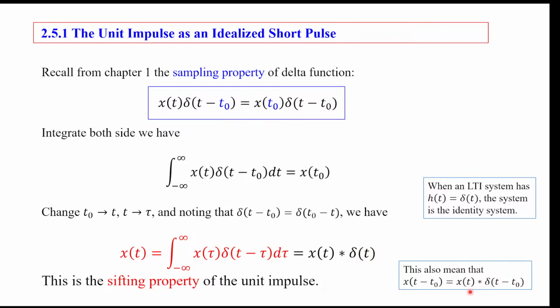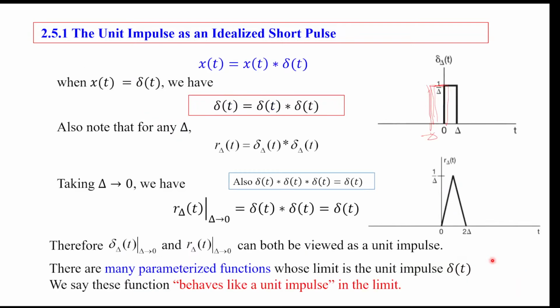And also you can do some time shift here, and you see that x of t minus t0 equals x of t convolved with delta of t minus t0. Okay, so this is a very nice property to remember: x of t equals x of t convolved with delta of t.